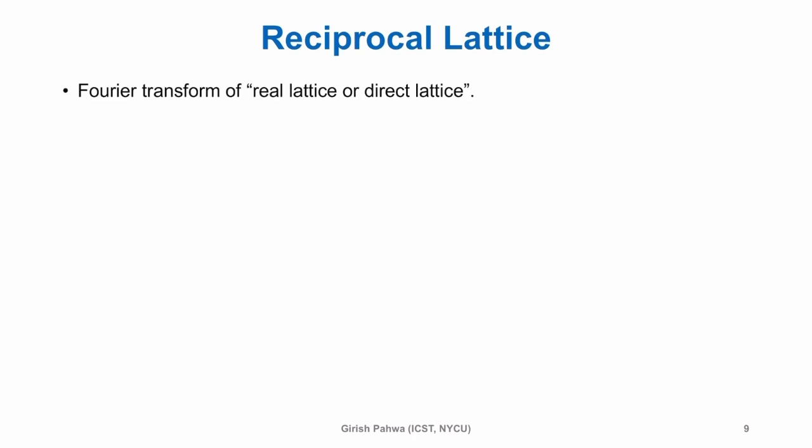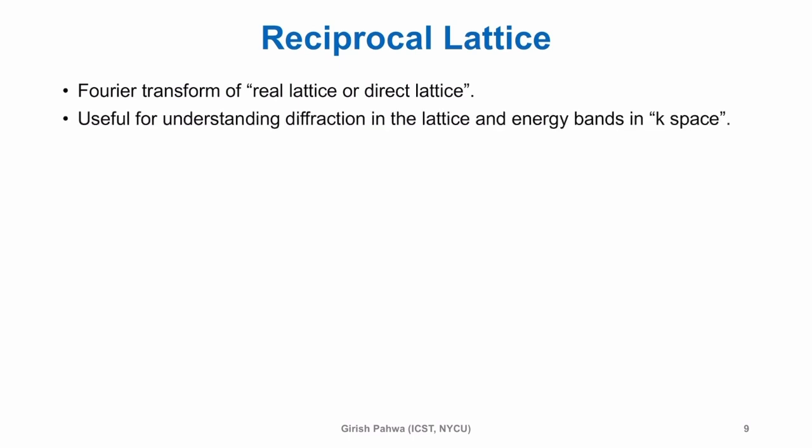So it's a Fourier transform of the real lattice. Real lattice is the lattice which we have been talking about till now. Reciprocal lattice is the Fourier transform of that. What's the exact meaning of Fourier transform? We'll see that. And obviously it's useful in understanding the energy band diagram. Also crystal diffraction, if you talk about X-ray diffraction, for example, can be easily understood through the reciprocal lattice.